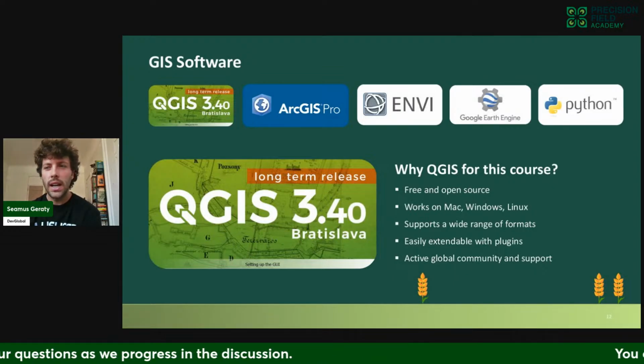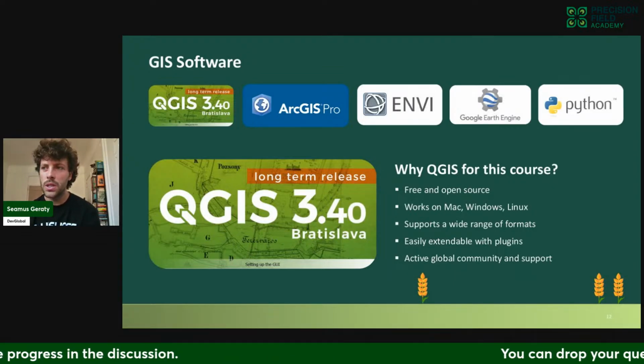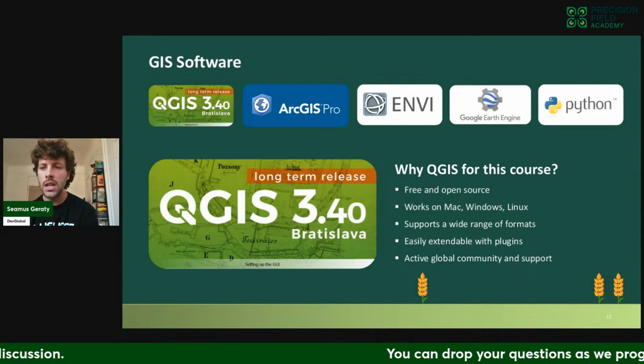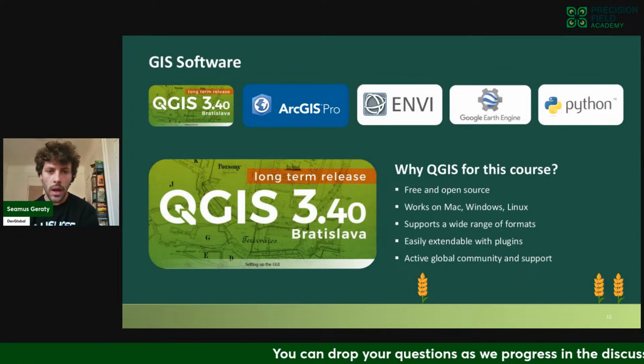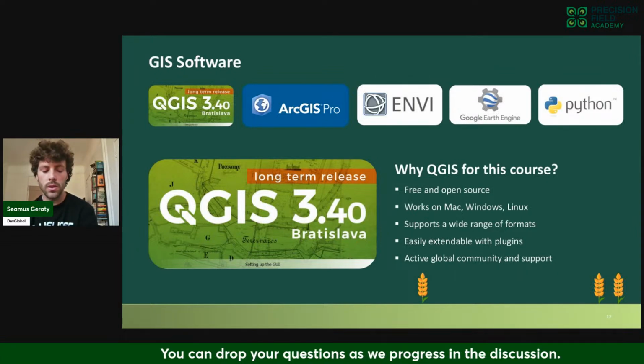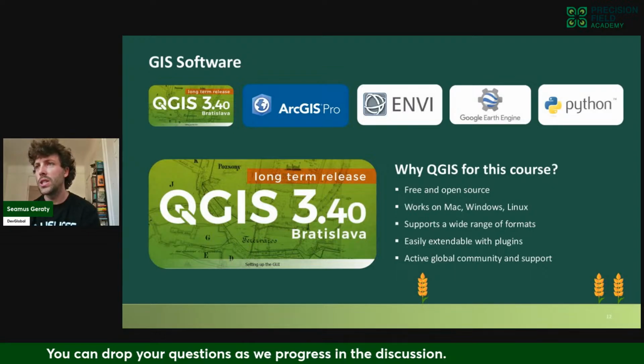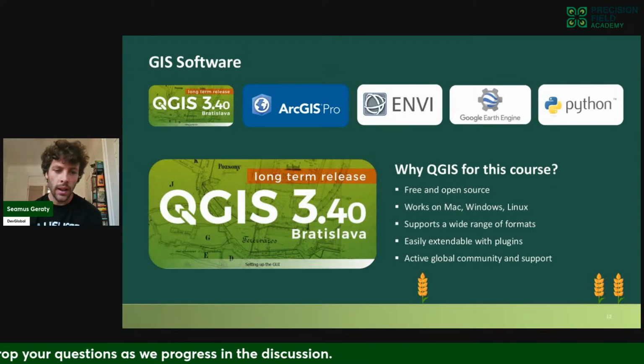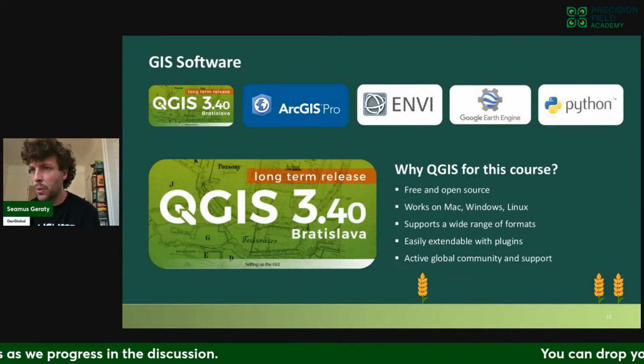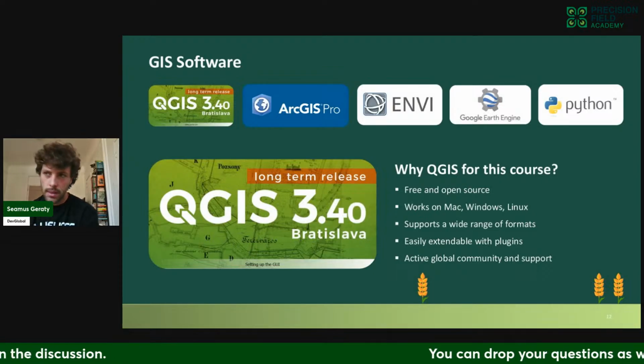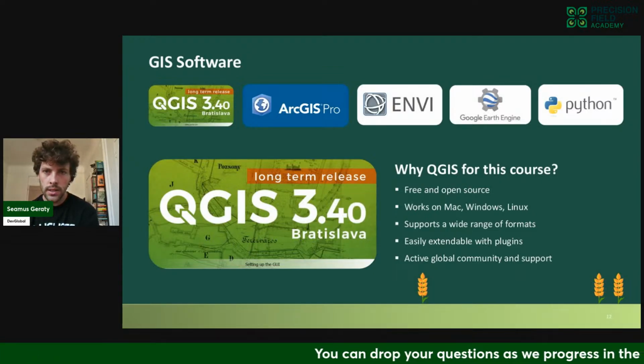QGIS is one that I like to highlight because it's open source, which means it's free and available to anyone with a computer, and there's versions of it that go back years and years, so you don't necessarily need to have state-of-the-art technology to be able to run it. It has very similar capabilities as ArcGIS.